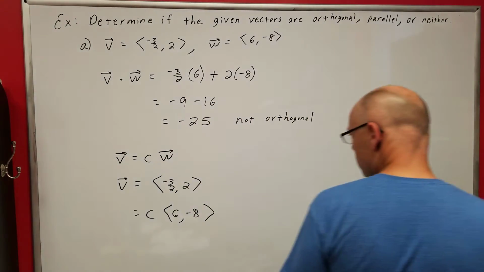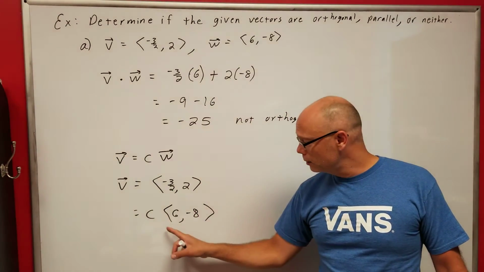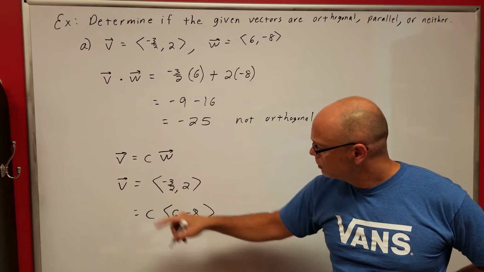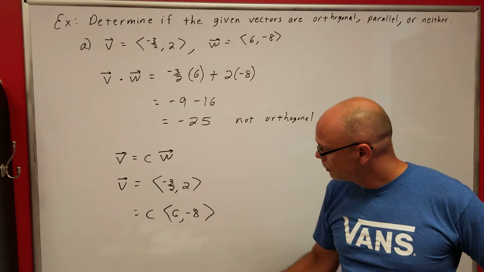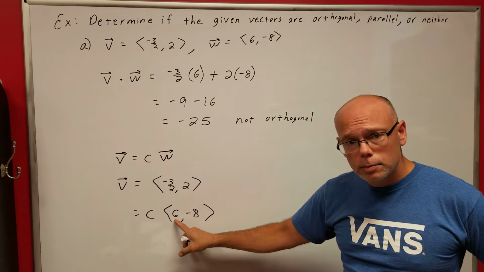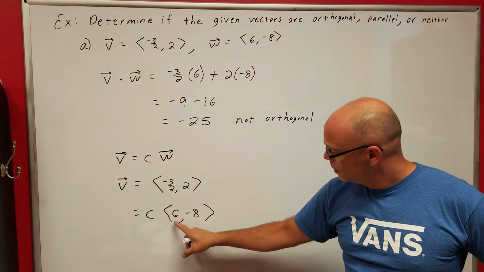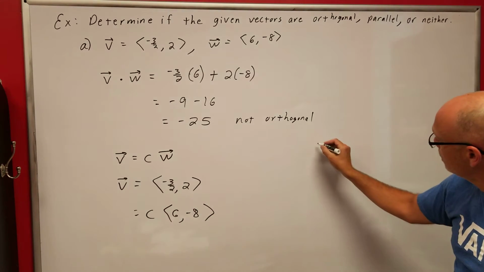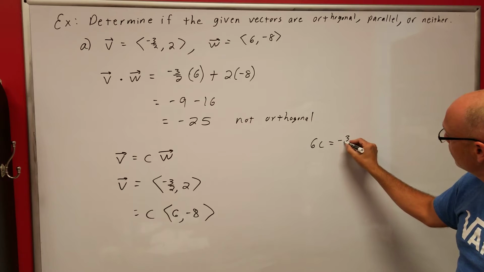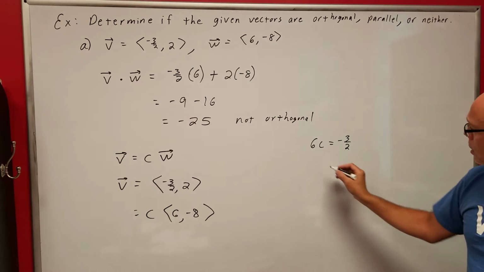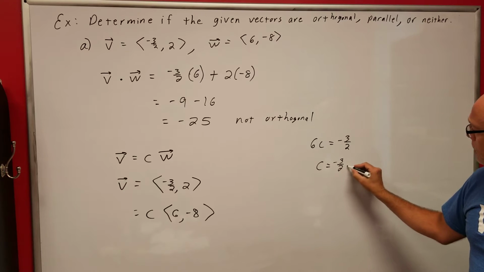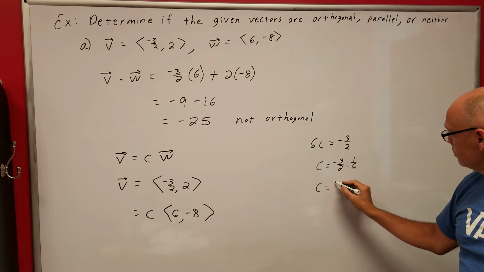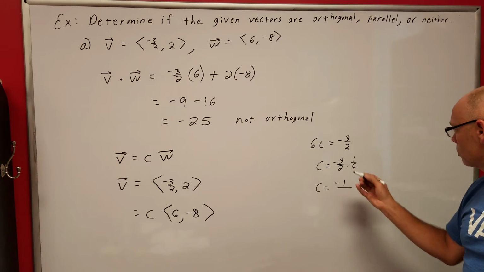Well, perhaps the easiest way to find a c value, or to see that there is no c value here, is to think about this. What would I multiply 6 by to give me negative 3 halves? So what does that value of c need to be? 6 times c should give me negative 3 halves. So c is equal to negative 3 halves times 1/6, if I multiply both sides by the reciprocal. So c will be negative 1 over 4.